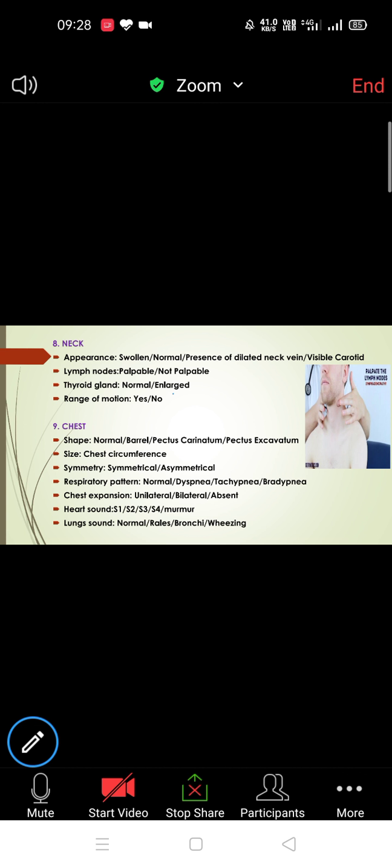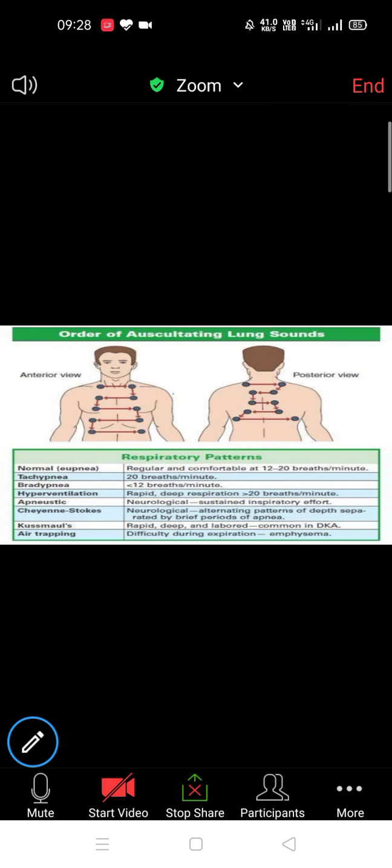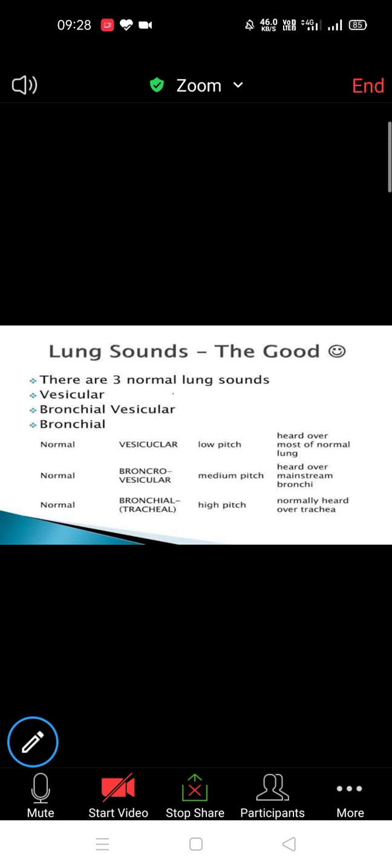Lung sound. Okay, lung sounds, you have normal sound, rales, ronchi and wheezing. Okay, these rales, ronchi and wheezing, all these are abnormal sounds. Okay, so what are the types of normal lung sounds here? So see, lung sounds, normal sounds are vesicular sound, bronchovesicular sound and bronchial sound. So all these are the types of normal sound. So vesicular sound, it is a low pitch sound. Okay, so where will you hear this vesicular sound? You will hear this sound over most of normal lung.